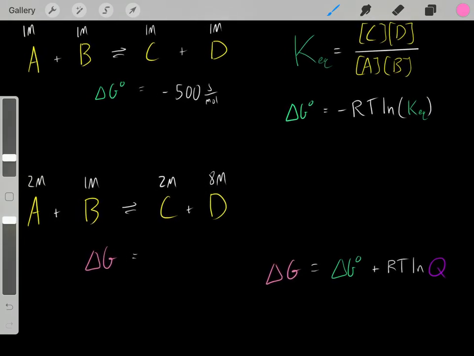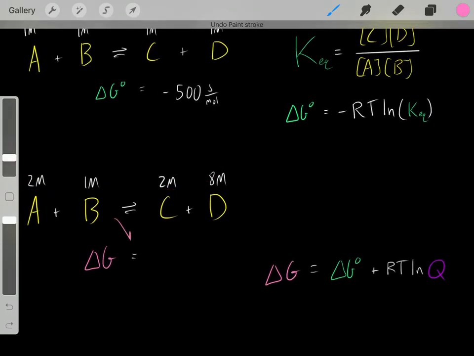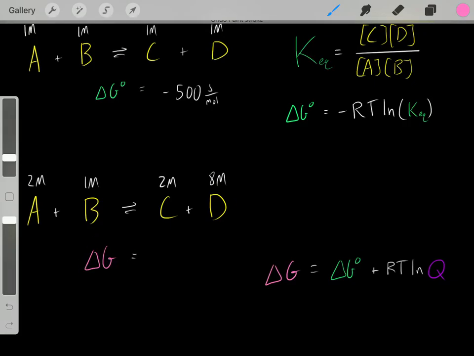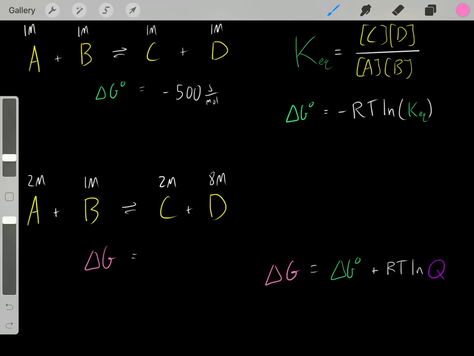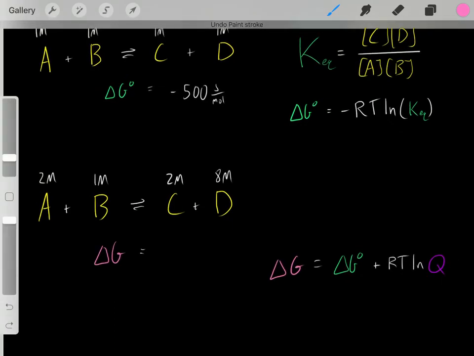So if we want to find under these non-standard state conditions how much free energy is released, that non-standard state delta G equals the standard state delta G of this reaction. So we can't just ignore the standard state delta G. We still need to know that. But we also need to know the ideal gas constant, the temperature, and also the reaction quotient. So therefore, the reaction quotient has an impact on the delta G.